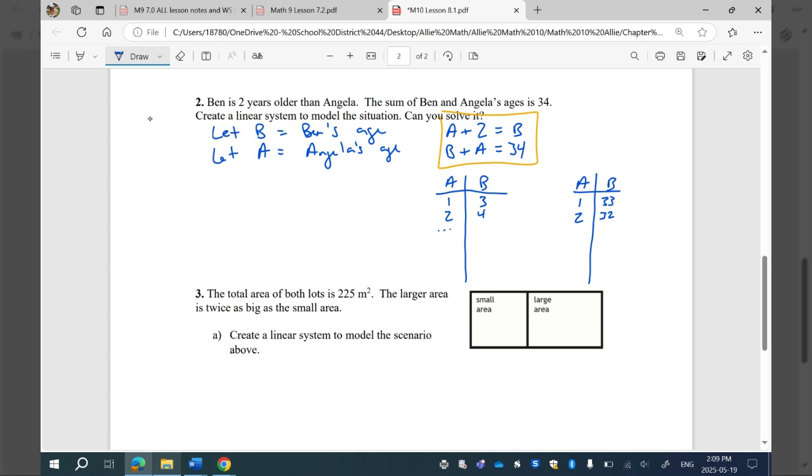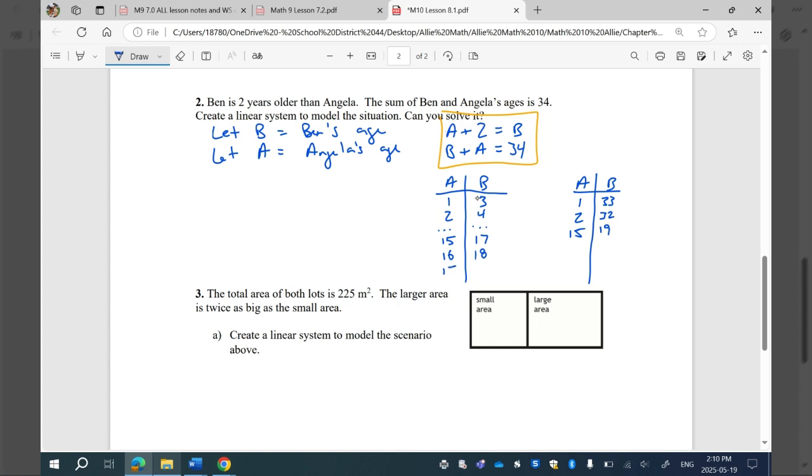I'm going to go dot, dot, dot here and dot, dot, dot there. We need them to be much closer in age, I think, to satisfy both of these. So let's try Angela being 15. That means Ben is 17, so he's 2 years older, but this only adds up to 32. If Angela is 15, to equal 34, Ben would need to be 19. And the next one, if we do 16, Ben is 2 years older, so we have 18. And that seems like a good place to start.